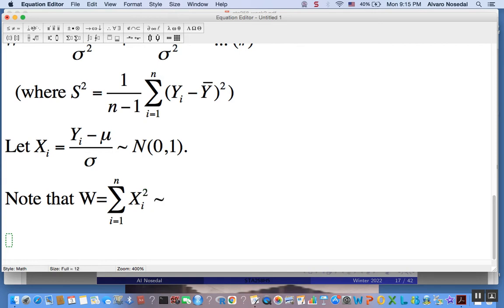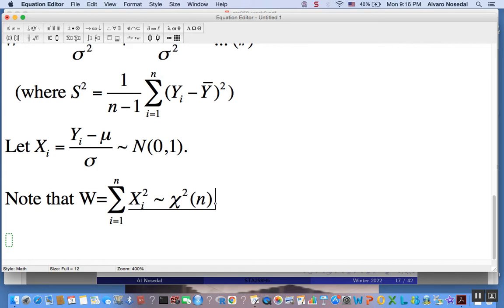So we know that if you square a standard normal, you have a chi-square with 1 degree of freedom. These guys are independent, so we have the sum of n independent chi-square random variables with 1 degree of freedom. The distribution of W is going to be a chi-square with n degrees of freedom.